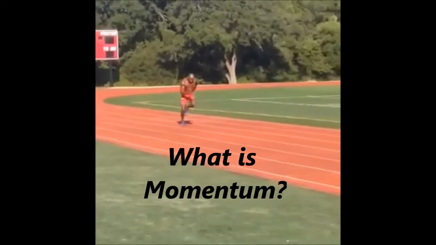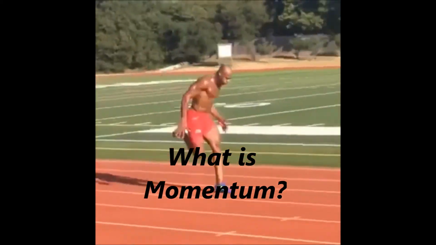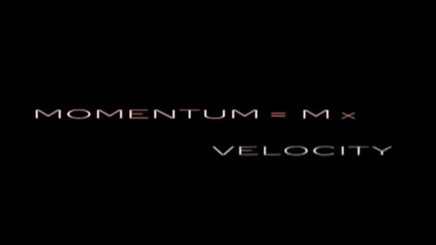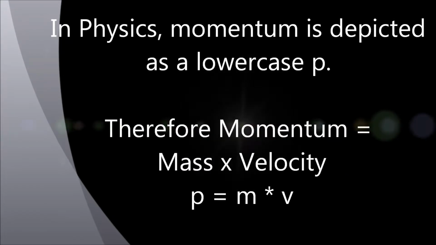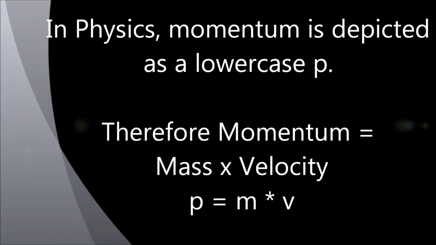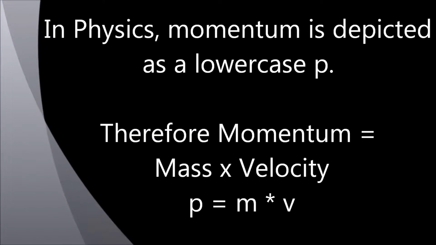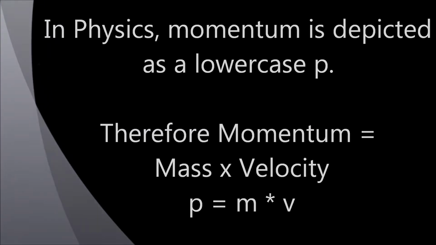What is momentum? In physics and biomechanics, momentum is referred to as mass in motion. To work out an object's momentum, we simply multiply the object's mass by its velocity. Momentum is depicted as a lowercase letter p. Therefore, momentum, which is equal to mass times velocity, is p equals m times v.